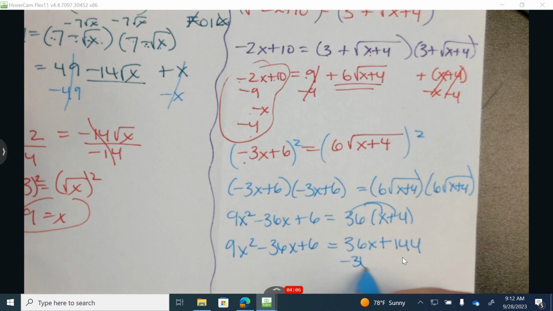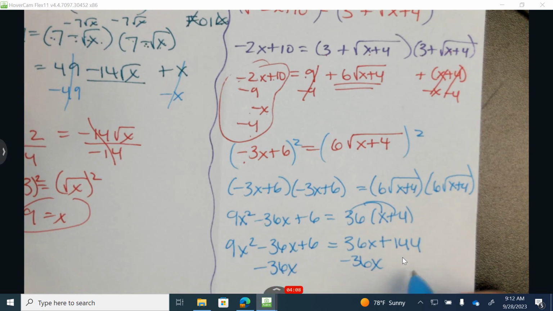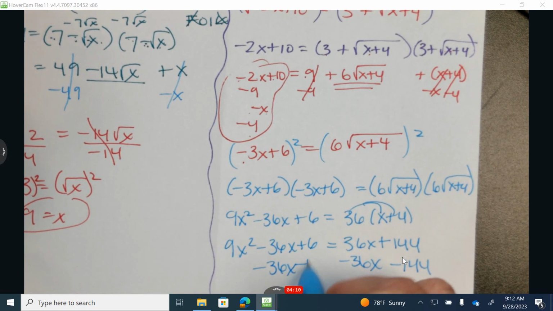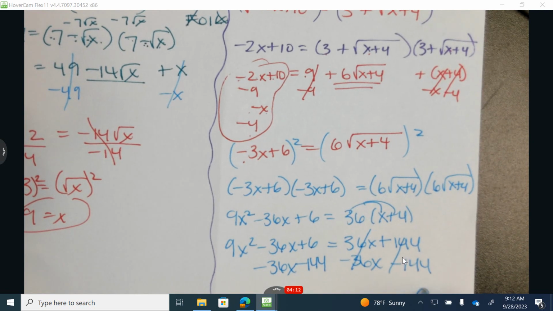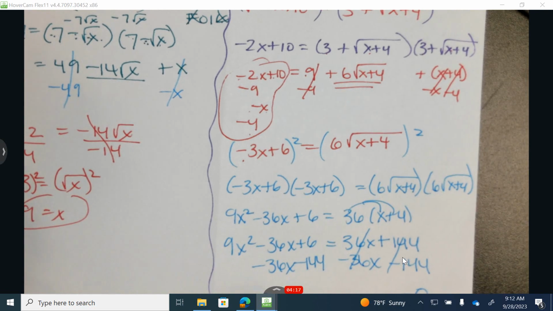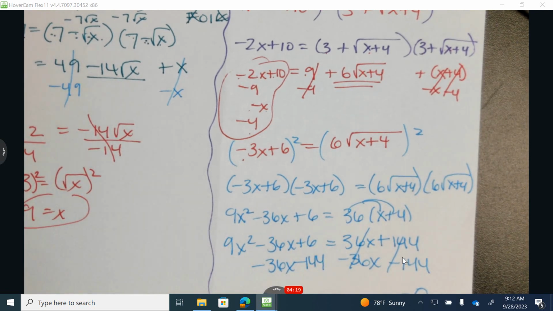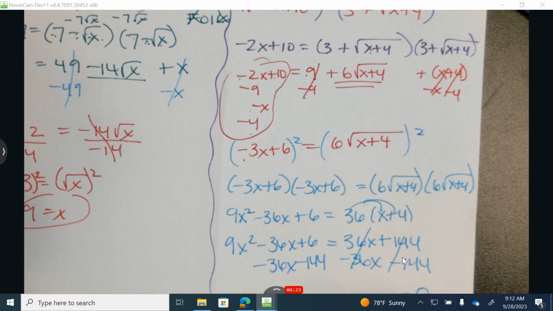Okay, I'm going to subtract negative 36x, subtract negative 36x, subtract 144. Now, why am I moving it to the left? Because I want to move to the side that has the x squared. Negative 36 and negative 36 combine to give you negative 72. And if I take a positive 6 and a negative 144, I end up with negative 138.